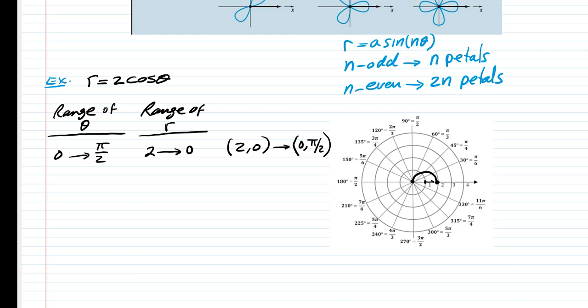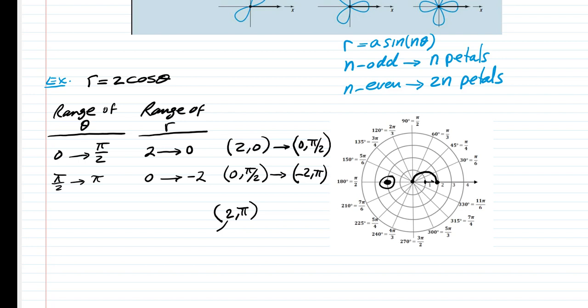Now, to complete this graph, my next range goes from pi over 2 to pi. So r picks up from 0 to, cosine of pi is negative 1, and negative 1 times 2 is negative 2. Therefore, the circle is going to come out of point (0, pi over 2), and go to point (negative 2, pi). Let's plot this point. To plot polar points with negative r, we start with a positive radius. (2, pi) is a point right here. The negative 2 will reflect it 180 degrees across, so it ends up here. And remember, we're coming out of the pole. So this portion of the graph is going to look like so. There, and that completes the circle.